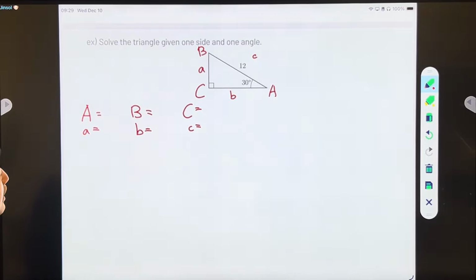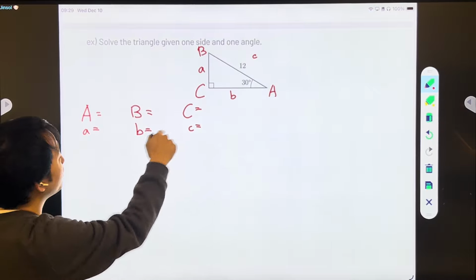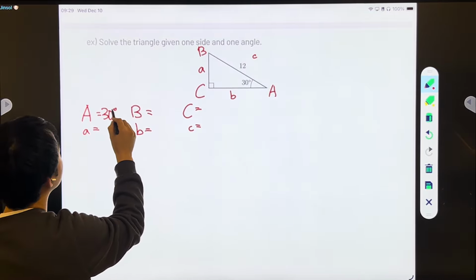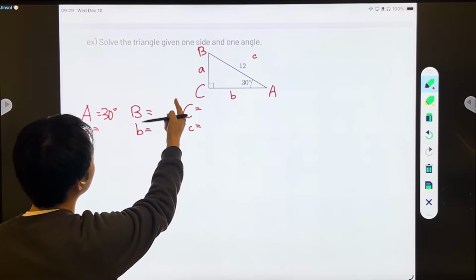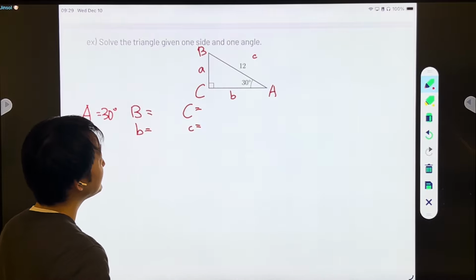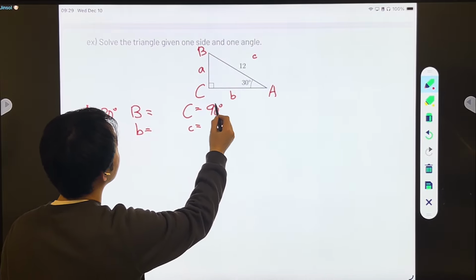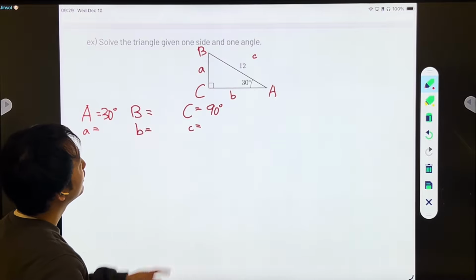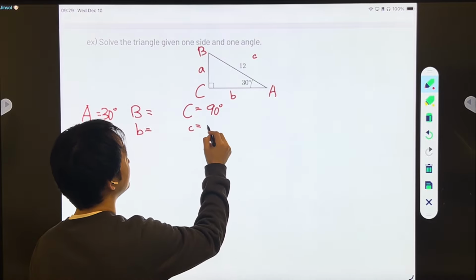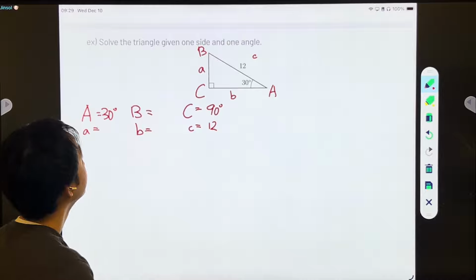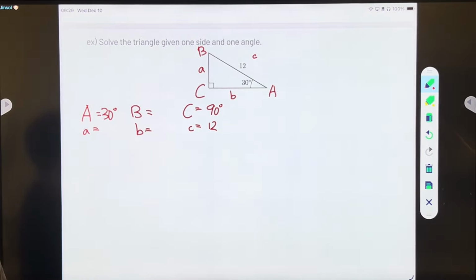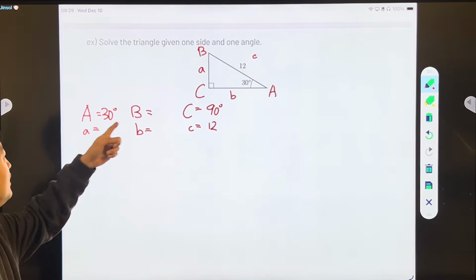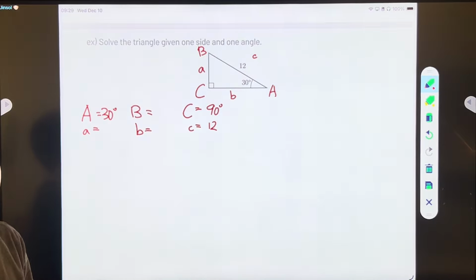So in this case, let's analyze the information that I know. I know that angle A is 30 degrees. I know that angle B, well, I don't know it. I know that angle C is 90 degrees. And I don't know the length a, I don't know the length b, but I do know the length c is 12. So in this case, I need to find the angle B, the side a, and the side b.